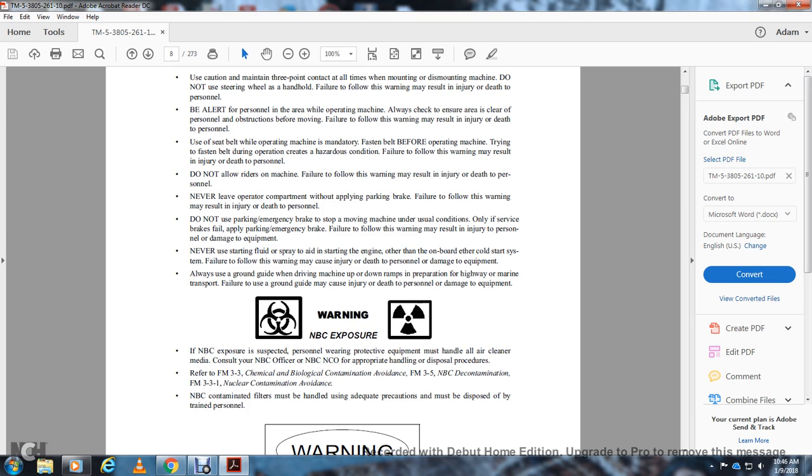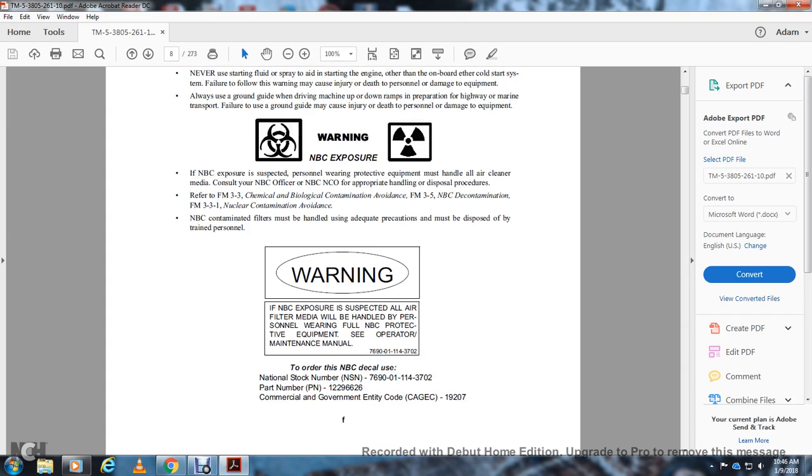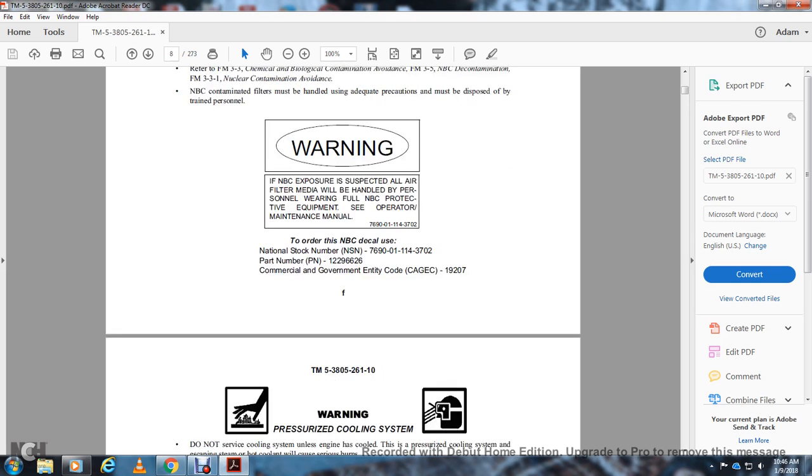Alright, NBC contaminated filters must be handled with adequate precaution and disposed of by trained personnel. Warning: if NBC exposure is suspected, all air filter media will be handled by personnel wearing full protective equipment. See the operator's maintenance manual. To order the NBC decal, use national stock number 7690-00-114-3704, part number 12296626, commercial and government entity code 19207.